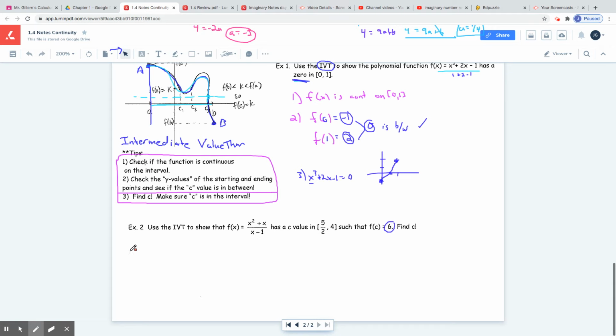The first thing you have to check is if it's continuous or not. Now, this is a fraction. Where is this not continuous? So 1 makes the bottom equal to 0.